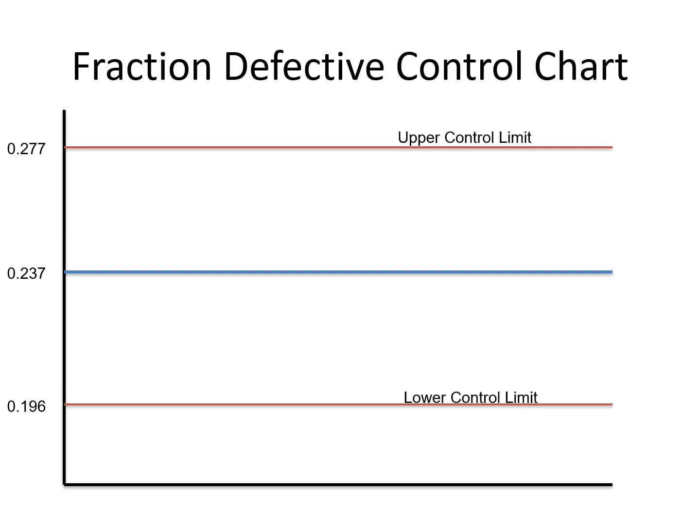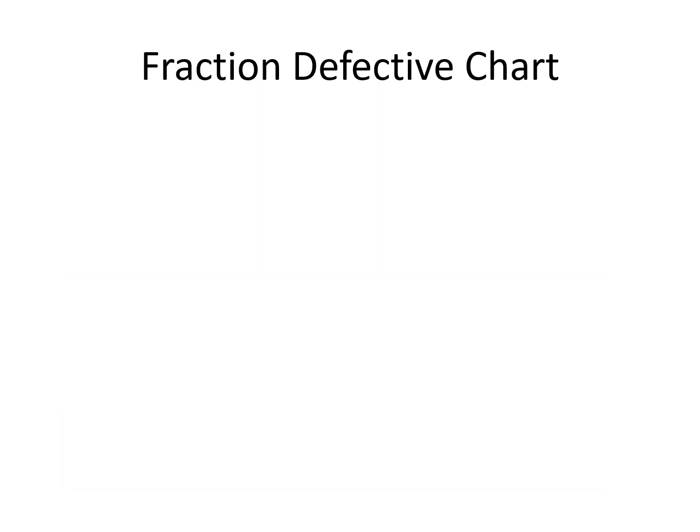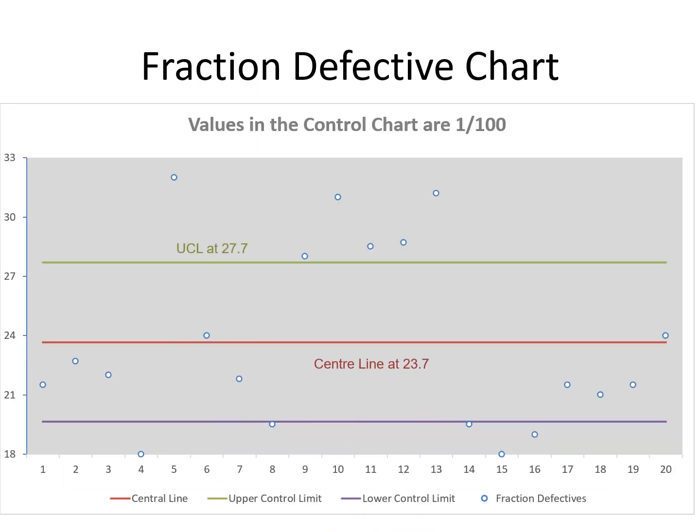For the sake of convenience, what we see here is that we have all as decimals, 0.277, 0.237 and 0.196. So let us just multiply each value by 100, or take 1/100th of, so we get 27.7, 23.7 and 19.6. On this we now plot the various values. So plotting each of the values on the graph, this is the kind of graph that we got.